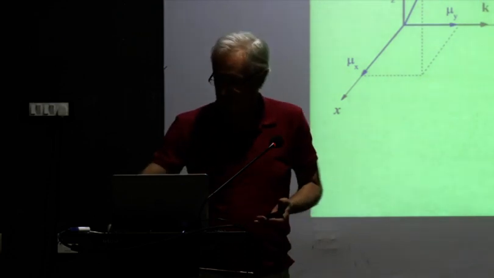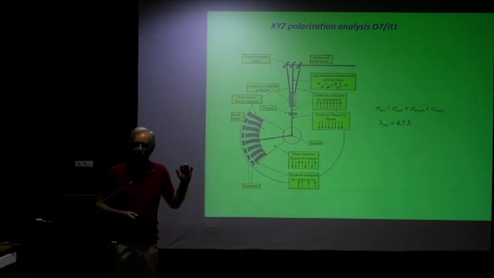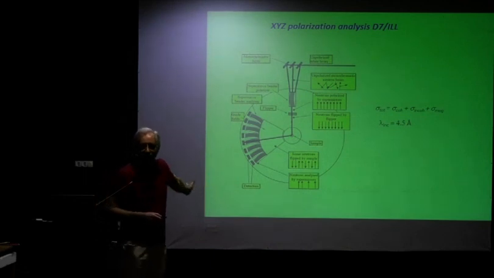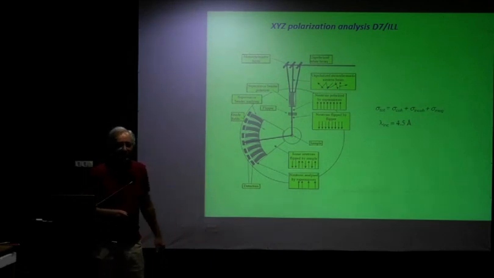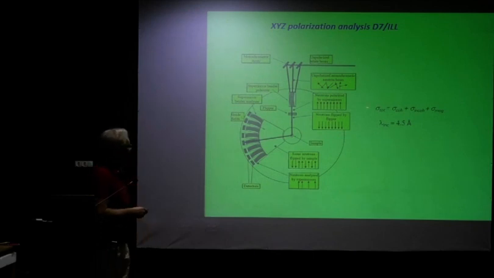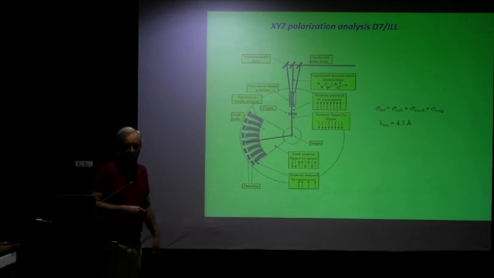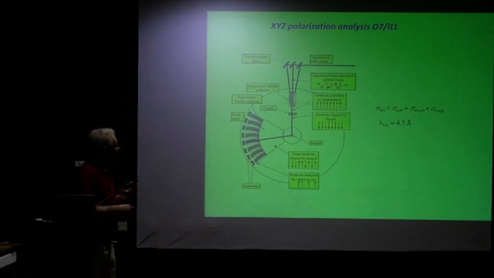So what do we do with this? Just before going any further, I'll show you what it looks like in a real spectrometer, where we do these kinds of analysis. And then after the break, we'll continue with the rest. This is a sketch of a spectrometer at the ILL, it's the D7, where you can do all sorts of analysis.